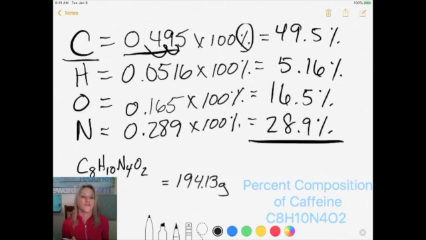Now when we add these up together, they should come out to roughly 100%. This is how we can verify our work. In this case, it goes over by just a little bit, but we are still within the parameters, so it's based on rounding that we don't get exactly 100%.